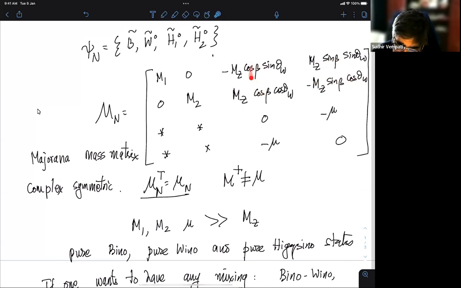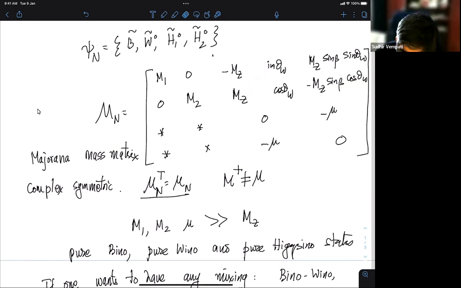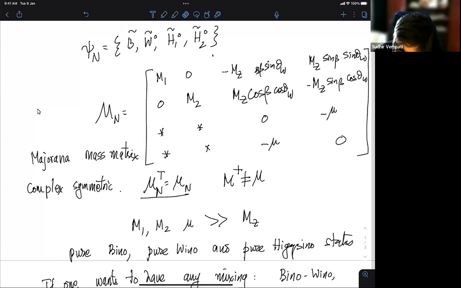Now cos beta, for reasonable values, goes roughly as 1 by tan beta. For larger tan beta, this term becomes even more suppressed, so it becomes even harder to get larger mixing.